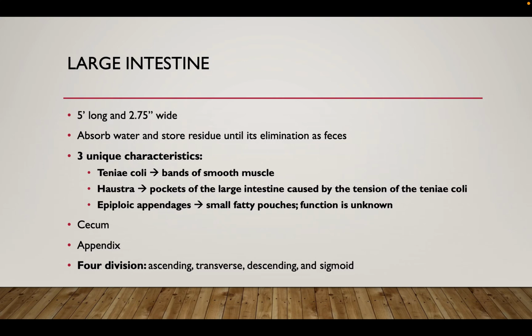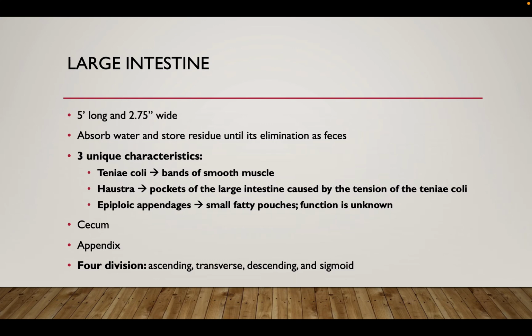Now, the very beginning of the large intestine, and really the beginning of our ascending colon, as we'll see, is the cecum. This is where the terminal end of the small intestine, the ileum, joins with the large intestine. And then the appendix. We've all likely heard of the appendix, maybe related to appendicitis. It is a small, worm-like structure that extends off of the cecum. So we'll take a look at those.